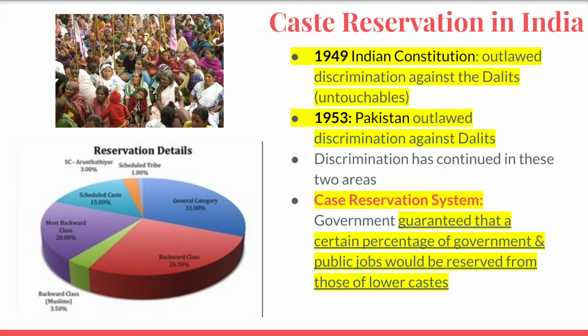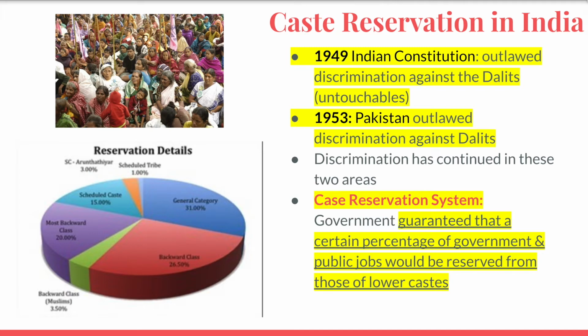Another major movement, caste reservation in India. The caste social hierarchy in India is one of the oldest social structures on planet Earth. And in 1949, there were major movements to try to progressively end the suffering of the people on the lowest form of the caste, the Dalits or the untouchables. So in 1949, the Indian Constitution outlawed discrimination against the Dalits or untouchables. And by 1953, Pakistan outlawed discrimination against the Dalits.